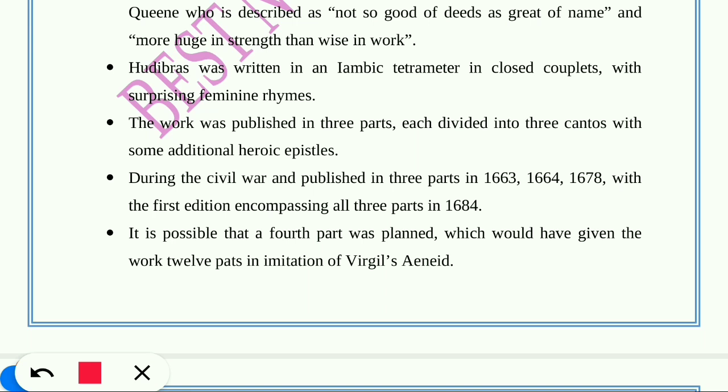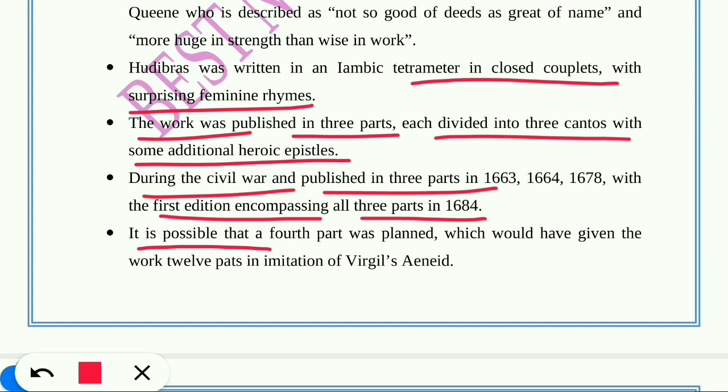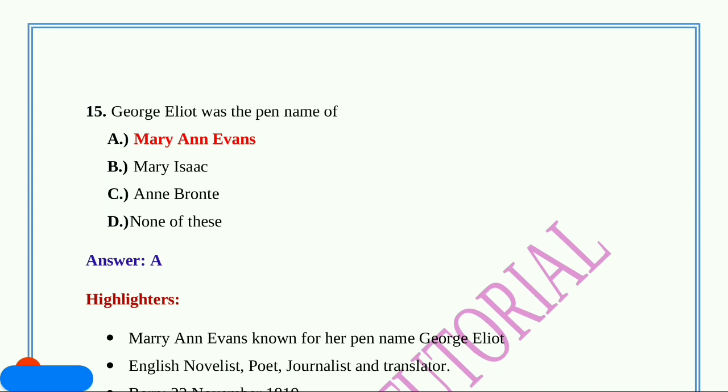Hudibras was written in iambic tetrameter, in closed couplets with surprising feminine rhymes. The work was published in three parts, each divided into three cantos with some additional heroic epistles. Written during the Civil War, it was published in three parts in 1663, 1664 and 1678, with the first edition encompassing all three parts in 1684. It is possible that a fourth part was planned, which would have given the work 12 parts in imitation of Virgil's Aeneid. Let's move to the next question.